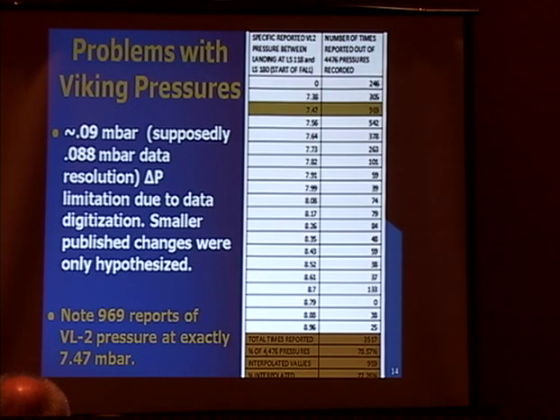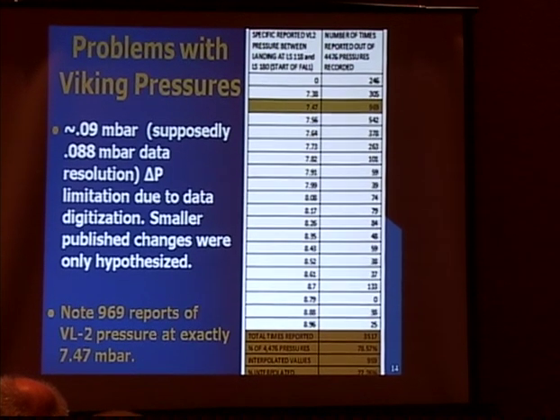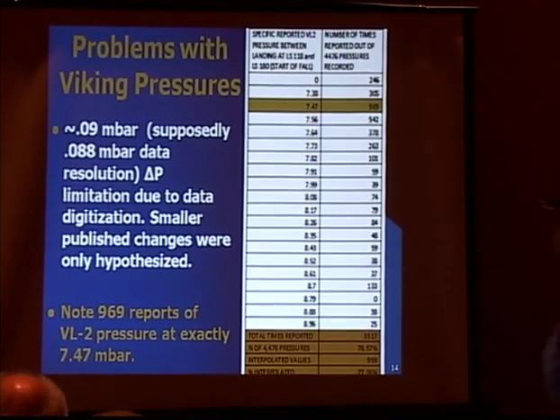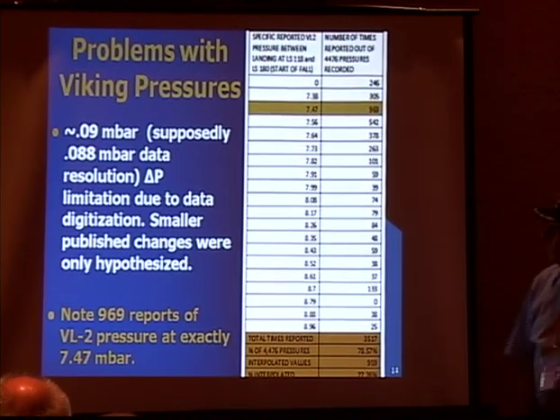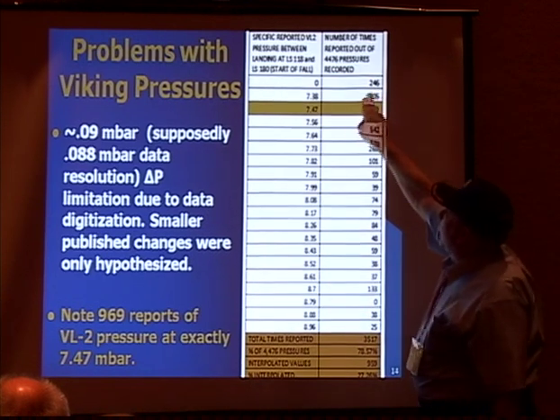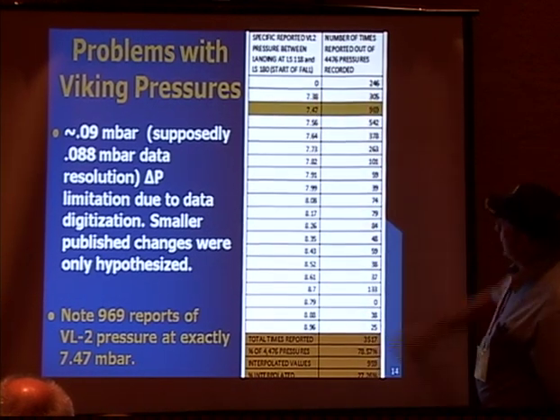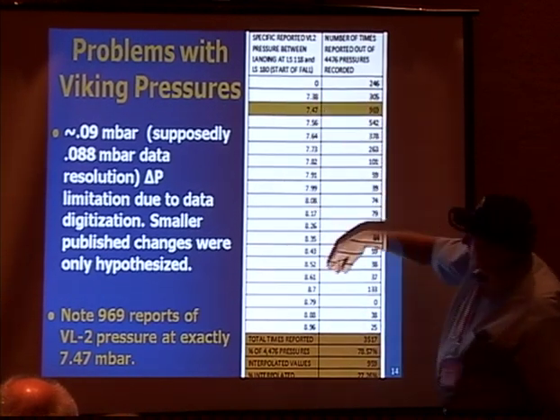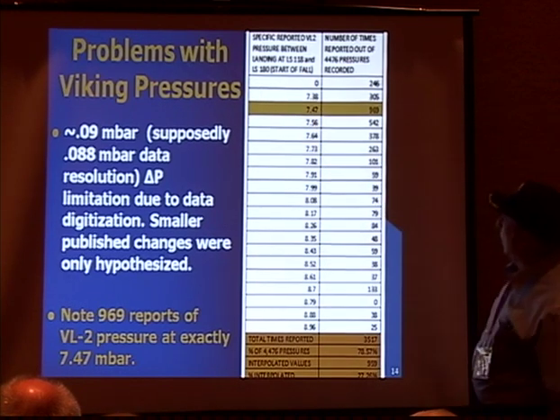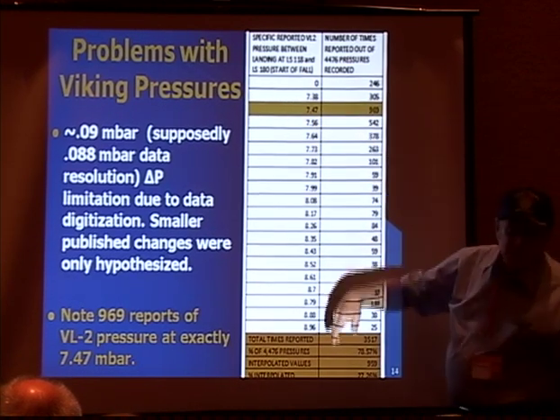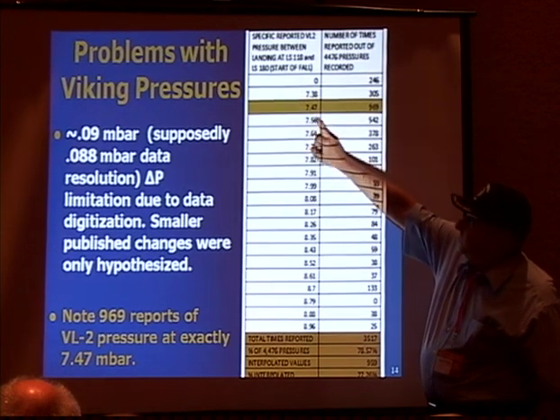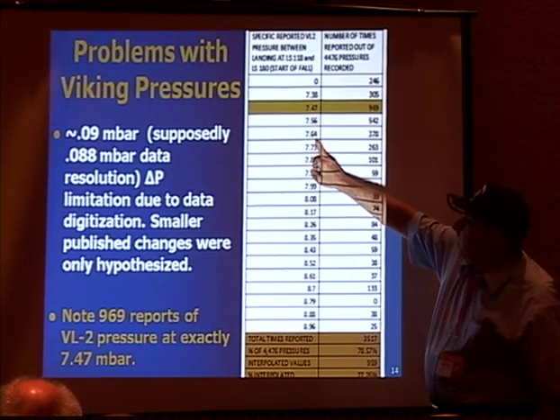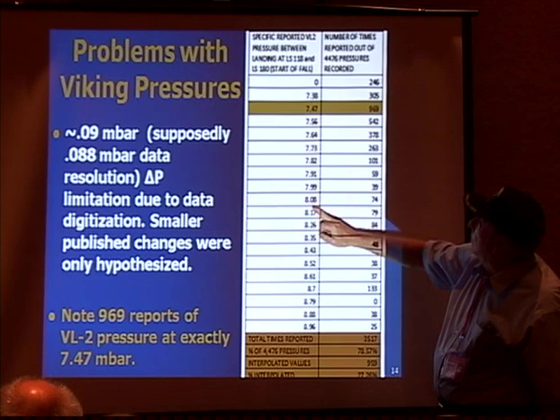Here, we mentioned the fact that the pressures, when they're reported, they can only report a difference of 0.09 millibars. So we had 246 times that gave no pressure at all. But then the pressure started over here at 7.38 millibars. And we had 305 of those, and we see over here 7.47, 7.56, 7.64. It keeps on increasing by 0.09 all the way down here.